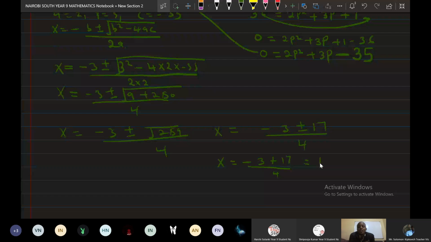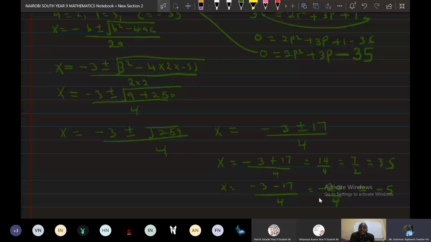Negative 3 plus 17 all over 4, or negative 3 minus 17 all over 4. You get two values. X will be negative 5 or 3.5. That's what I got. So our interest is the positive value. Yes? Yes. The value of X is 3.5 or negative 5.